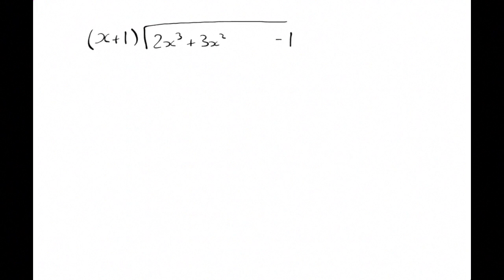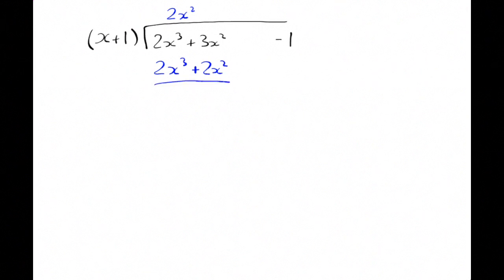Another example here, we'll look at how many x plus 1's go into 2x cubed plus 3x squared minus 1. Note there's no x term here. What I've done is I've left a gap because we're still going to need the space when we do the proper long division. So I've left a gap where there should be an x. Same as we did before, we consider how many x's go into 2x cubed. Well, it's 2x squared. Now we'll consider what 2x squared times the bracket is. We get 2x cubed plus 2x squared.